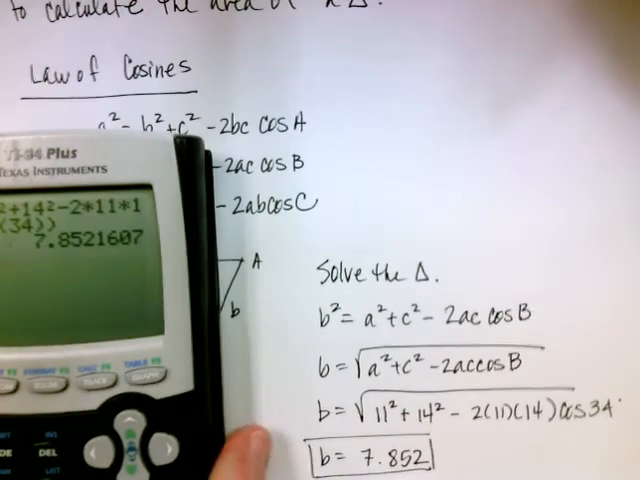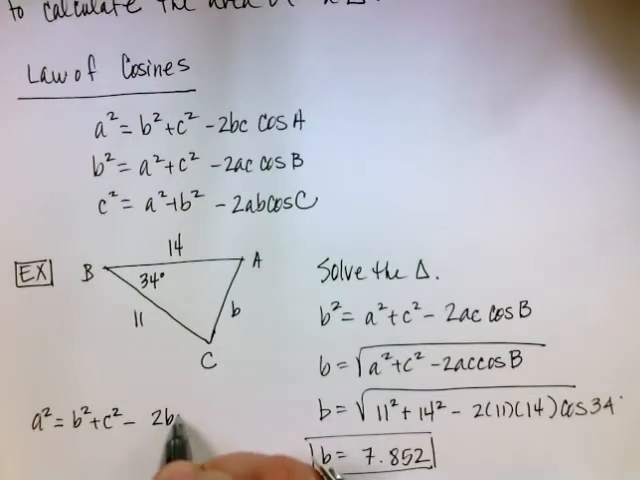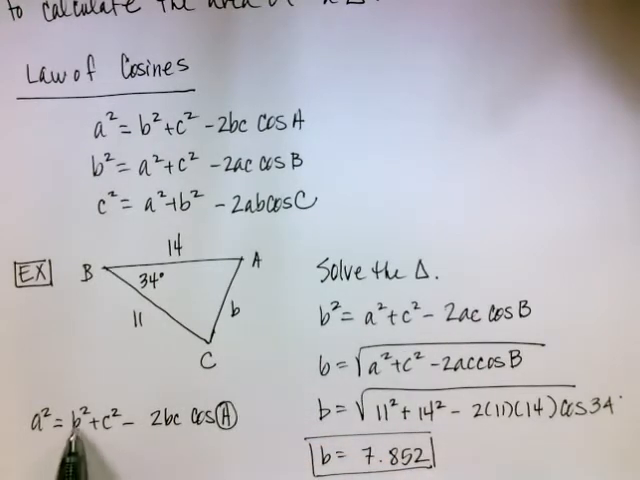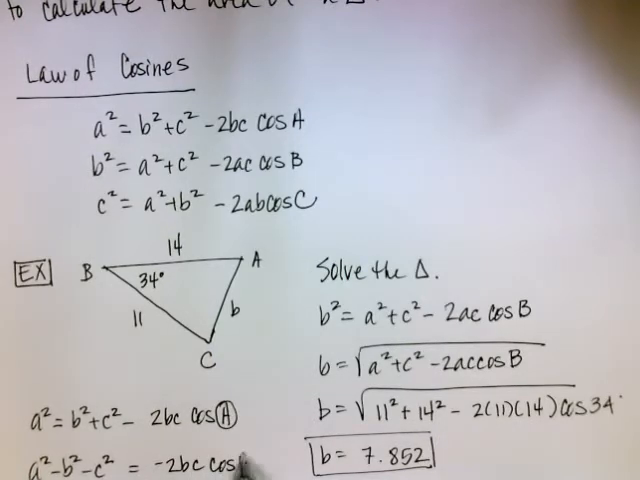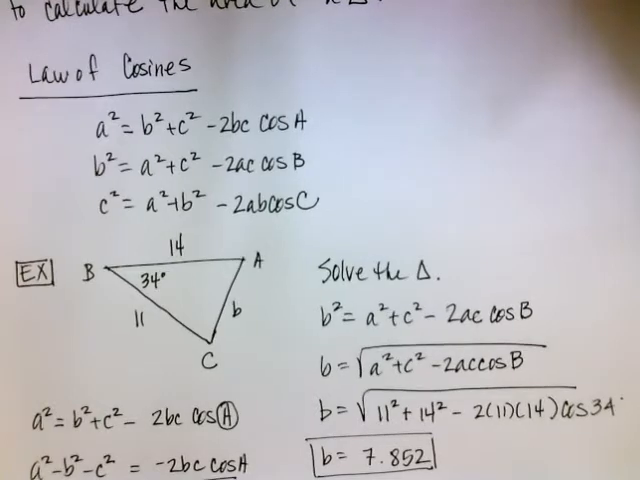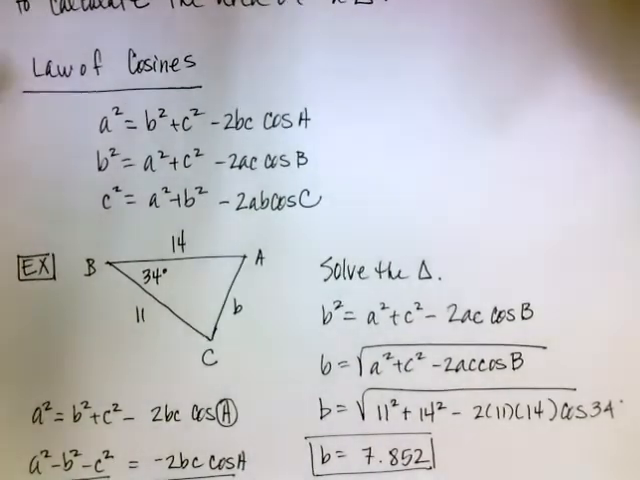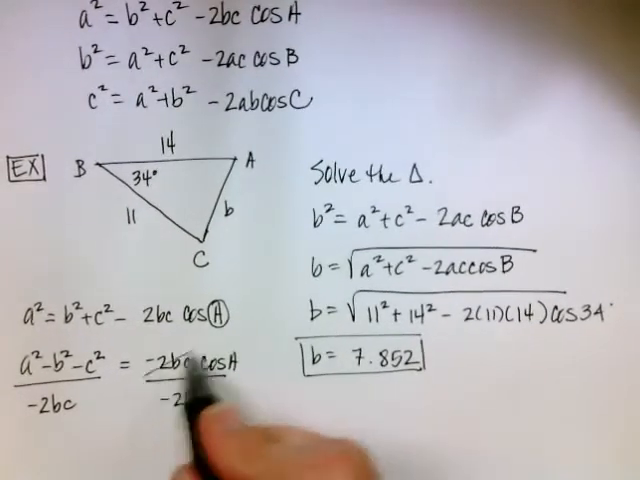Now I'm going to solve for angle A. I know that a squared is b squared plus c squared minus 2bc cosine A. The goal is to solve for angle A, so I'm going to rewrite. I'm going to subtract and subtract. So I get a squared minus b squared minus c squared is a negative 2bc cosine A. To solve for A, I'm going to divide both sides by a negative 2bc. Nothing cancels on the left because everything is being added, so I can't reduce this. But on the right, those do cancel.